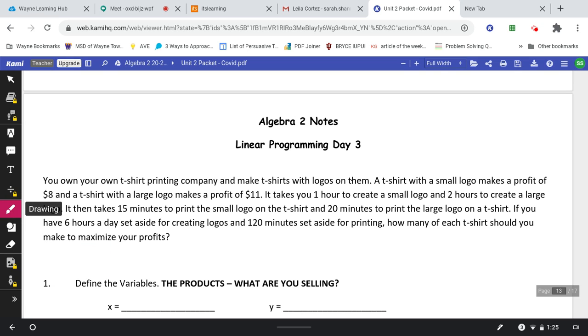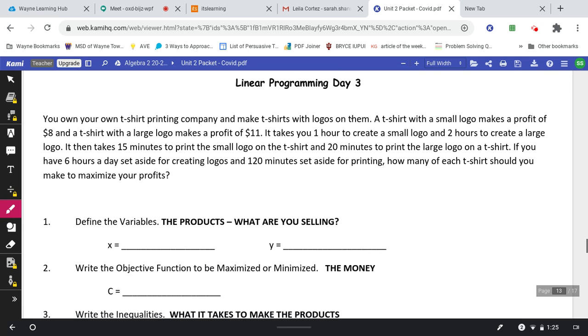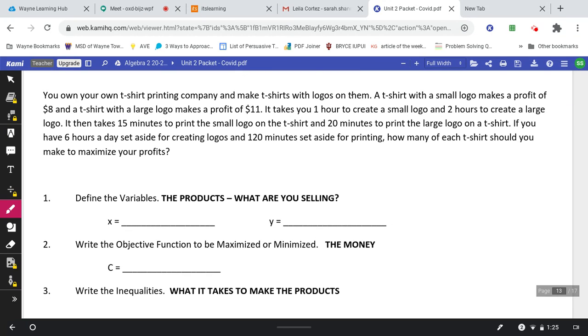These are the notes for linear programming day 3. So our first problem is talking about owning a t-shirt company. Feel free to read all the way through the problem, but it gives you a little bit of information about profit and then what it takes to make these t-shirts.